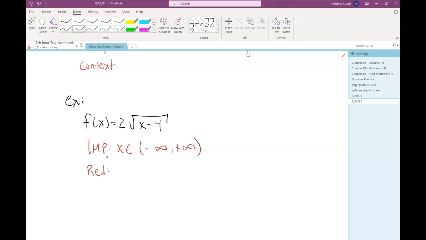Okay, so the relevant domain, to figure that out, I'm going to have to look at the operations involved in my function. So my function, 2 times the square root of x minus 4. I see 3 distinct operations going on. I see multiplication because I have 2 times something. Everybody agree? I see subtraction because I have x minus 4. And I see the square root. So 3 operations. Everybody feel okay identifying those 3?